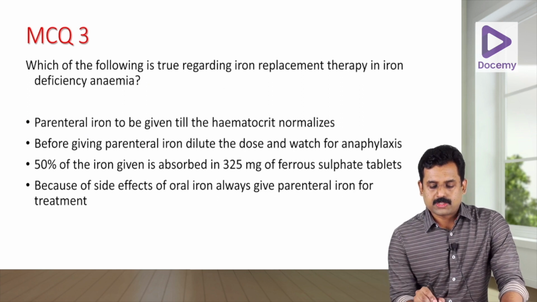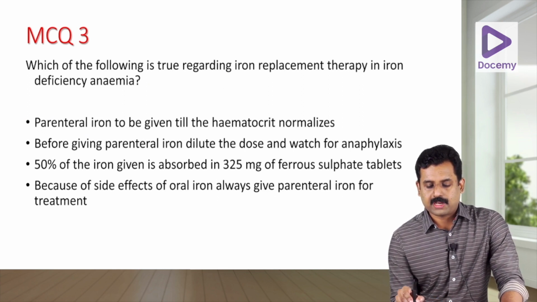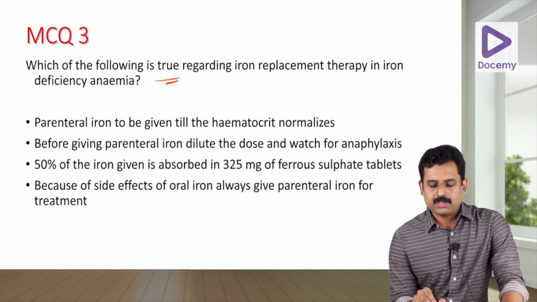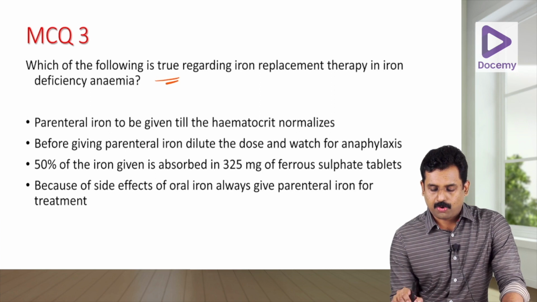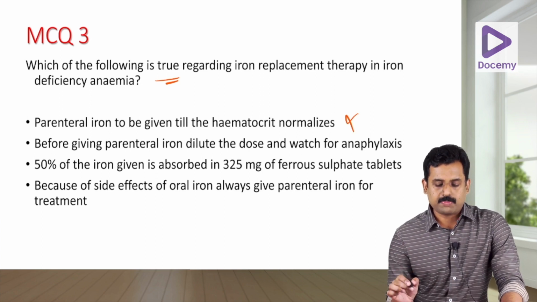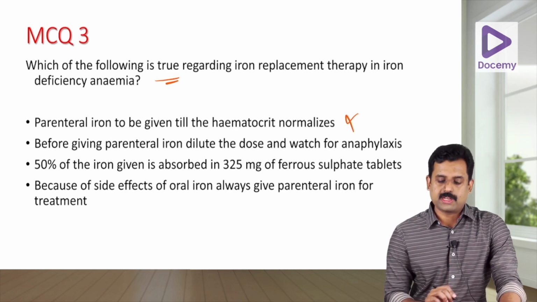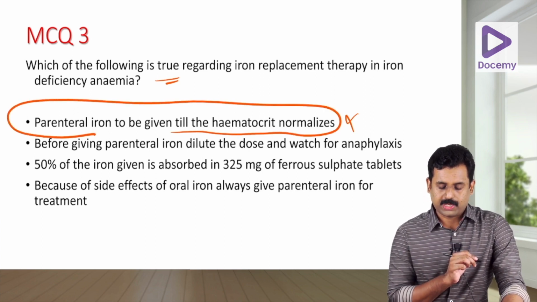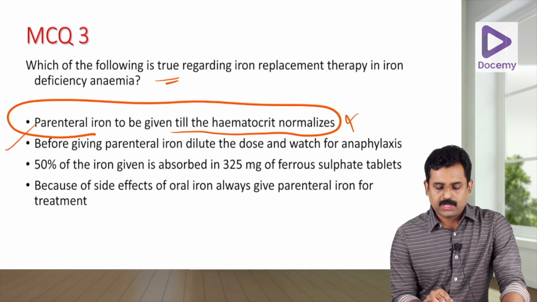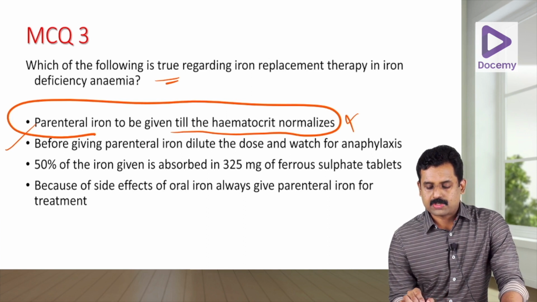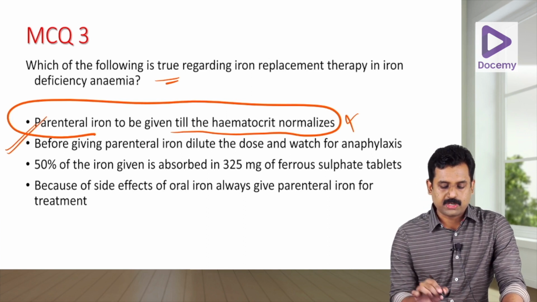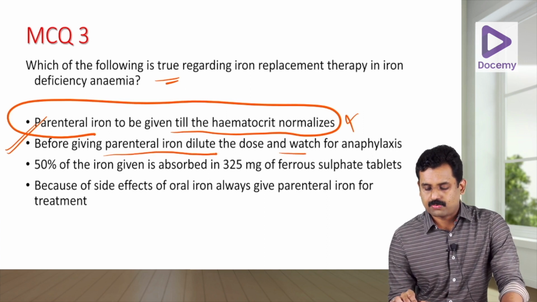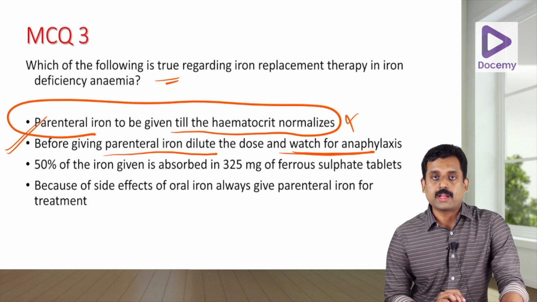Which of the following is true regarding iron replacement therapy in iron deficiency anemia? What is true? Parenteral iron to be given till the hematocrit normalizes? No. The preferred one is oral therapy. Parenteral has got its own indications, but it has no point like this. Okay. The second one, before giving parenteral iron, dilute the dose and watch for anaphylaxis. That is absolutely true. You should give a diluted form of parenteral iron and you should watch for development of anaphylaxis.